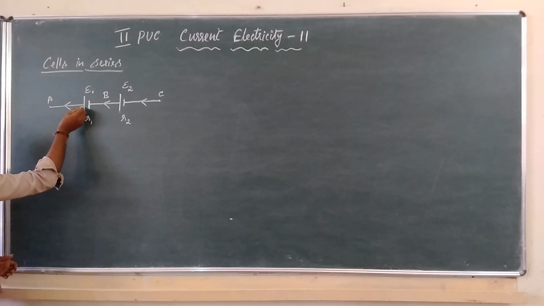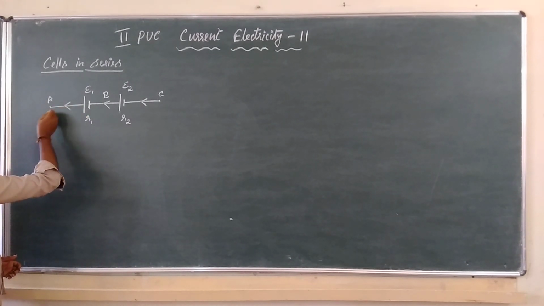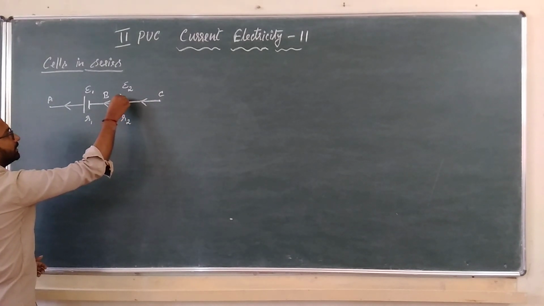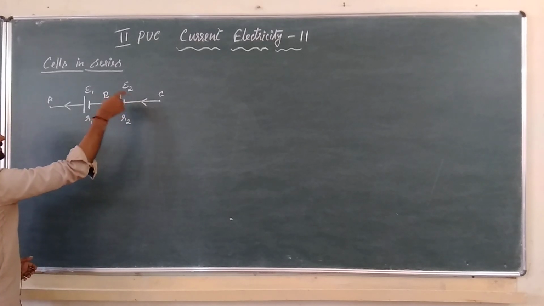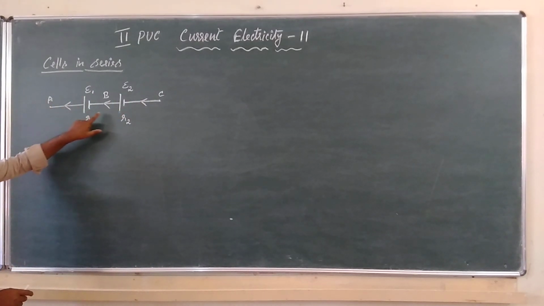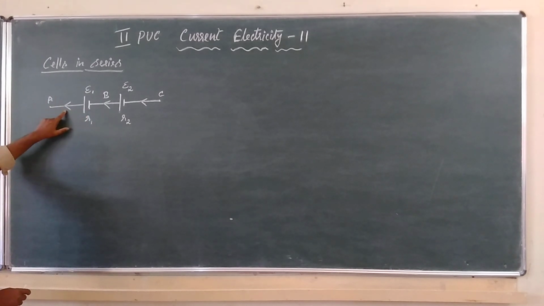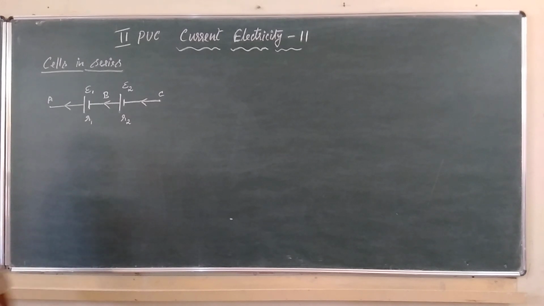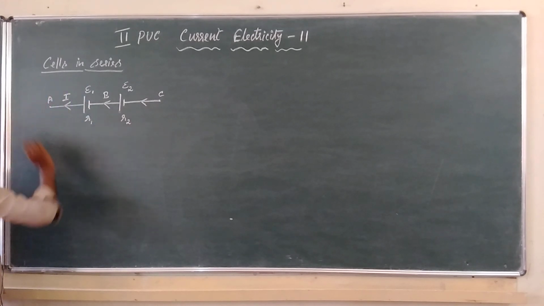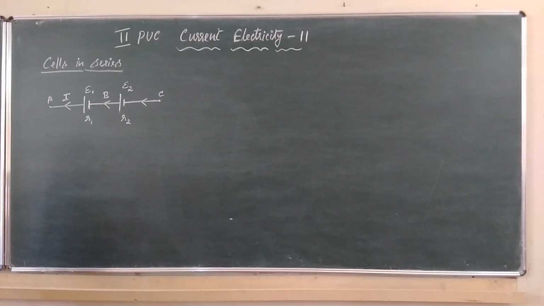Current flows from the positive terminal of the first cell to the circuit. Through the circuit current flows, reaching the negative terminal of the second cell. This is the direction of current flow. This is the current drawn by the external circuit from the cells. Say the current flowing is I.